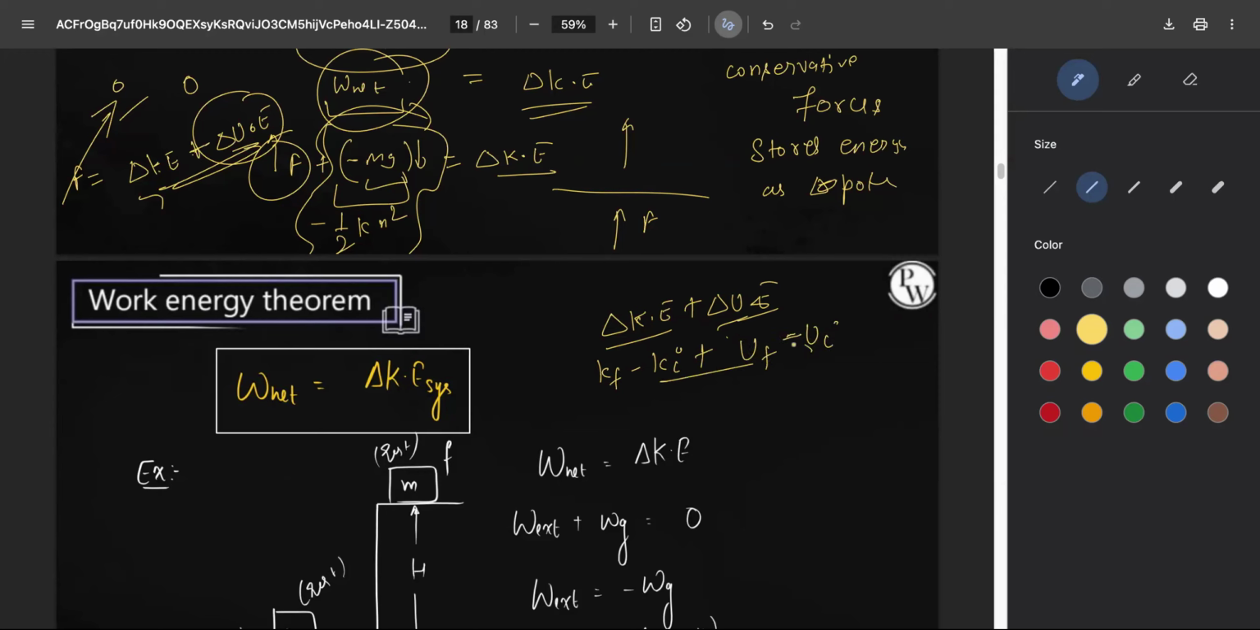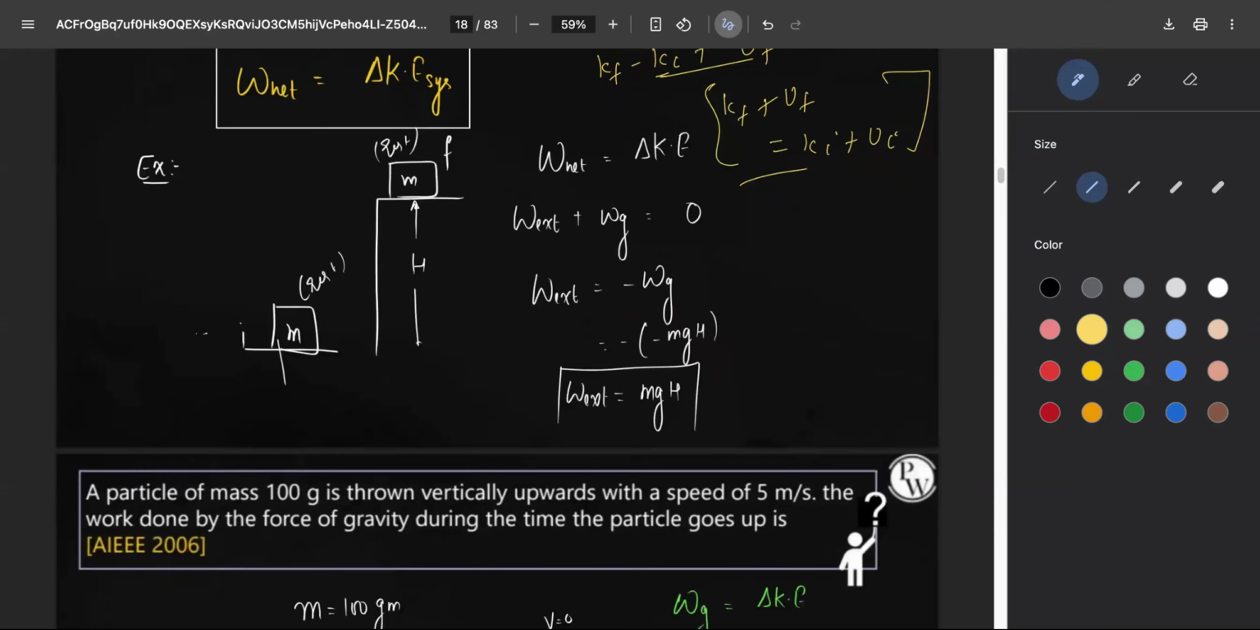Isn't it what we generally write when we apply energy conservation? We say K final plus U final is equal to K initial plus U initial. This is what we generally talk about when we say conservation of energy. That's it. Nothing much more to be discussed over here.